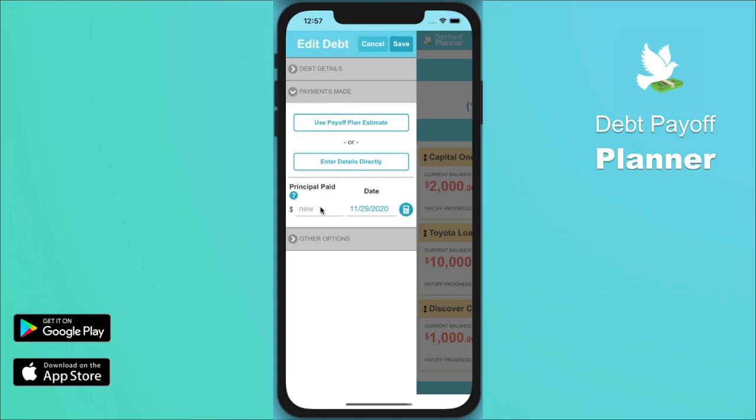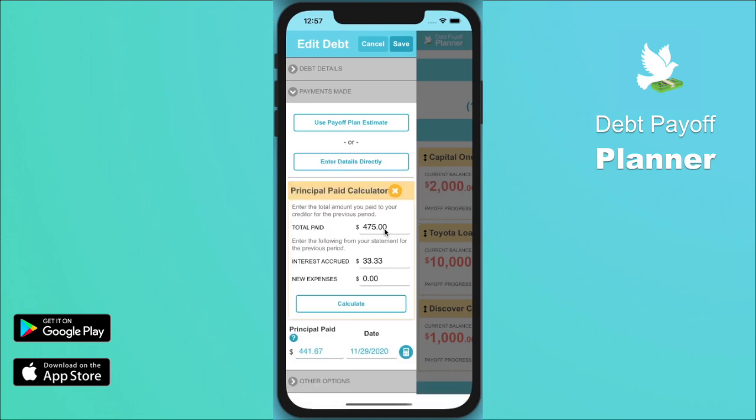Now, when you pay a credit card, you want to be tracking the principal that's paid off, not the entire amount. So the payoff plan estimate, if we click this button, it'll automatically do the calculation to figure out how much of your payment is principal and how much is interest. If we click enter details directly, it'll show us exactly what that means.